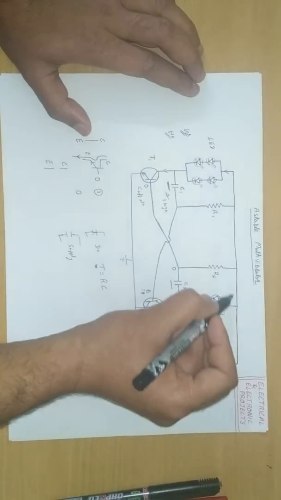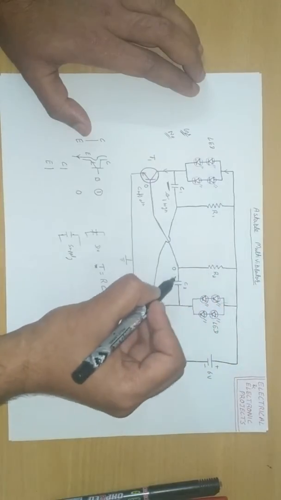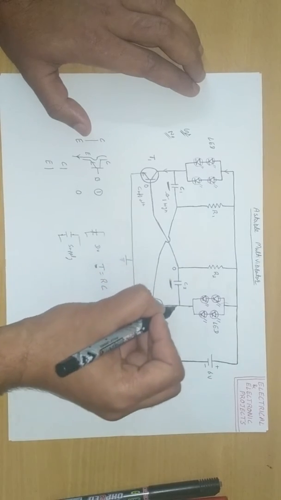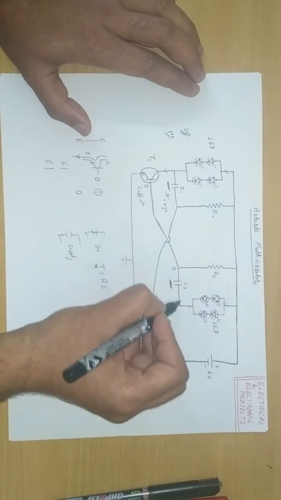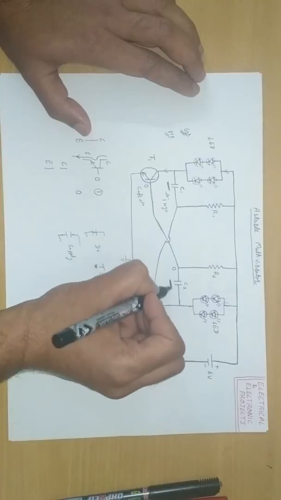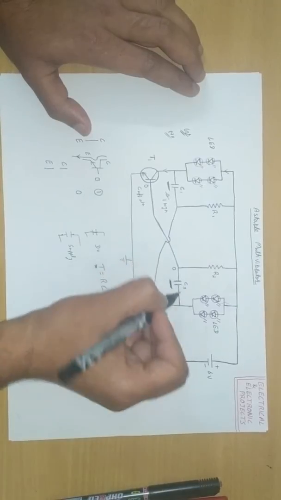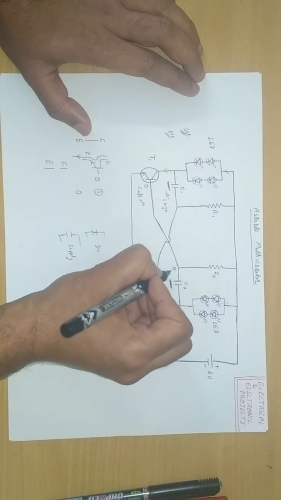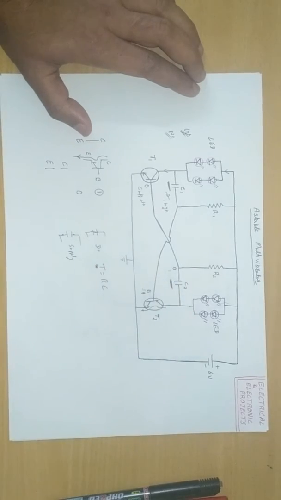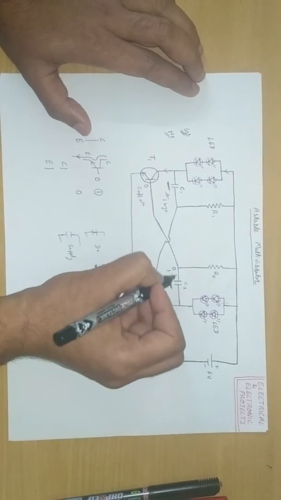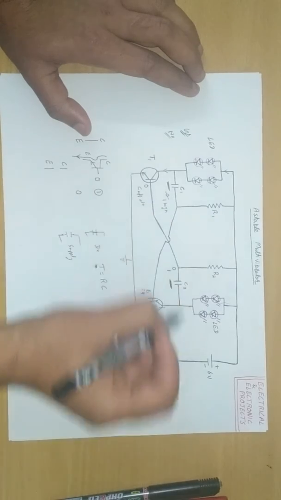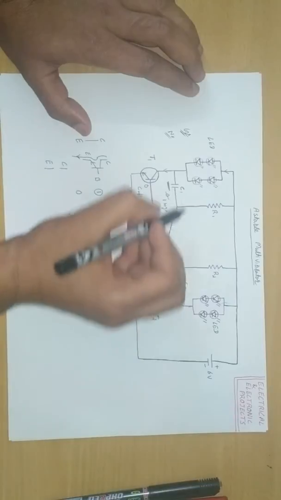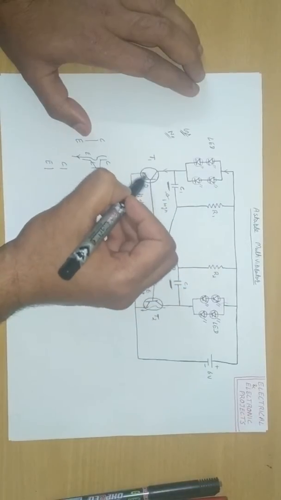At the same time, current flows from R2 to capacitor C2, because initially it is a short circuit. Capacitor C2 also completes a closed path. After the time constant, this capacitor is also charging. When this capacitor is charging, the voltage here, instead of 0, goes to a high value, say 1.